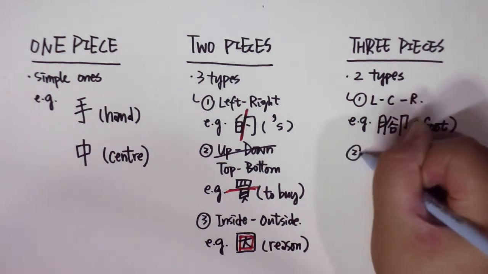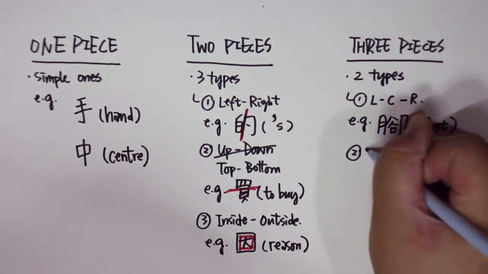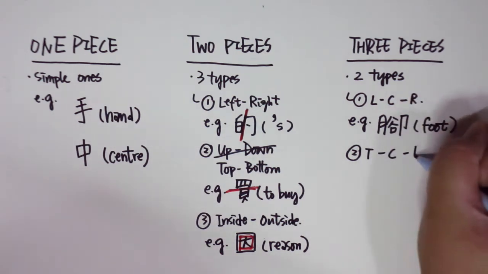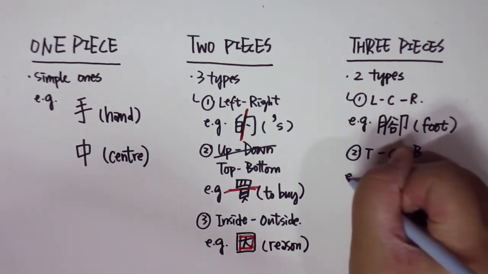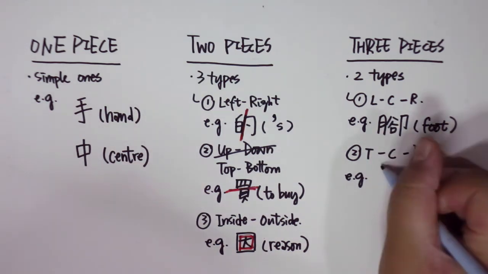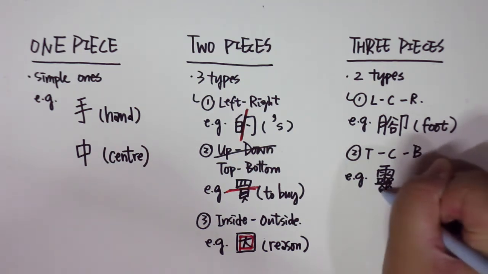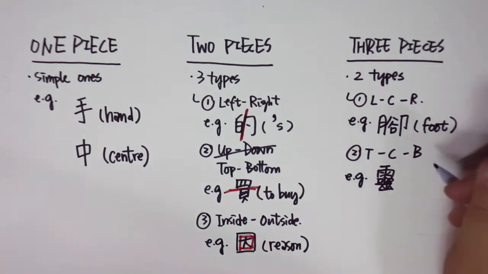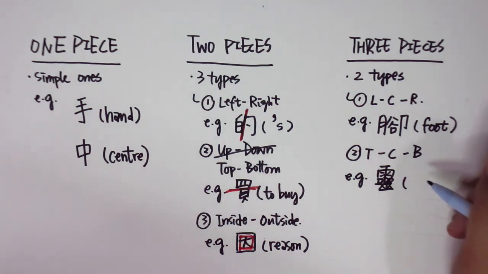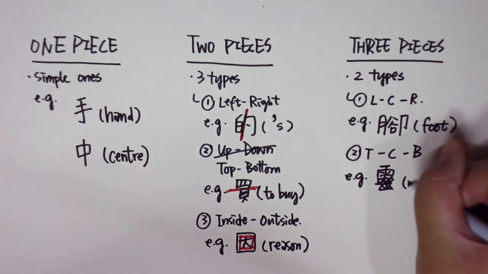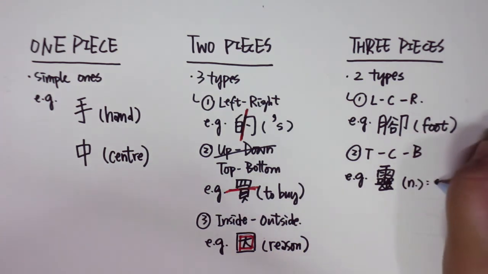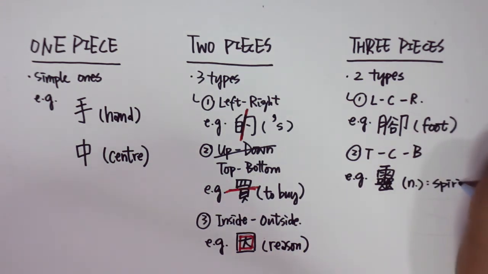And the second type is top, center, bottom. And example is length. Yeah, this one looks kind of scary for beginners. This one has different meaning, but for now I say it is spirit, you know, like ghost, like this kind of thing.